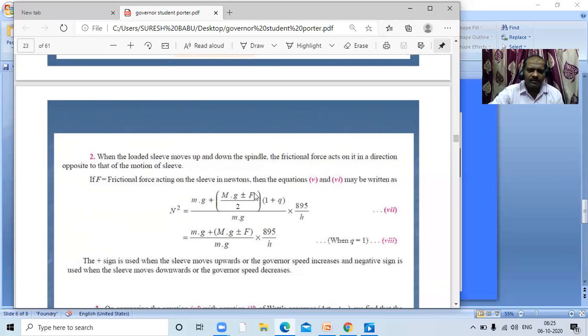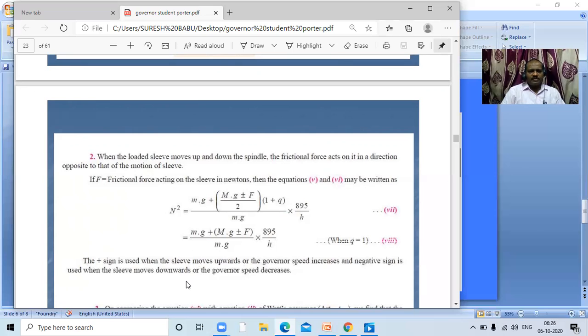This f is the frictional force that is acting on the sleeve. If m is moving up, the frictional force acts downwards. If the reverse is happening, once again friction, if it is moving down, the frictional force acts in the opposite direction. Based upon that, we have to add that sign. The positive sign is used when the sleeve moves upwards or the governor speed increases, and the negative sign is used when the sleeve moves downwards or the governor speed decreases.